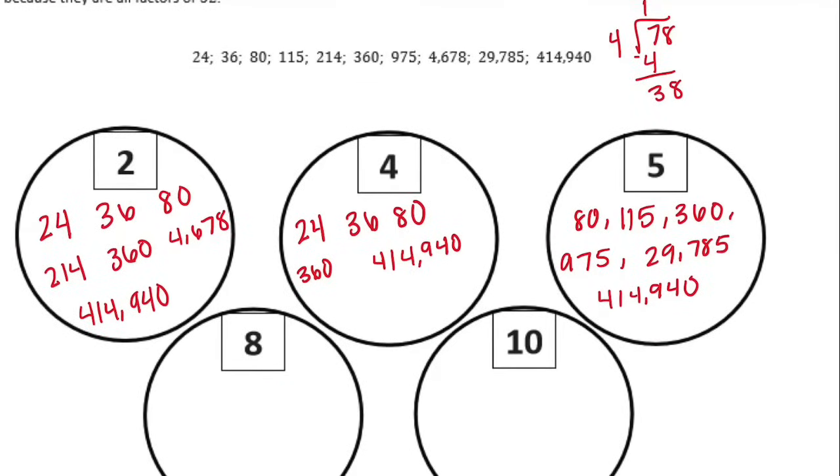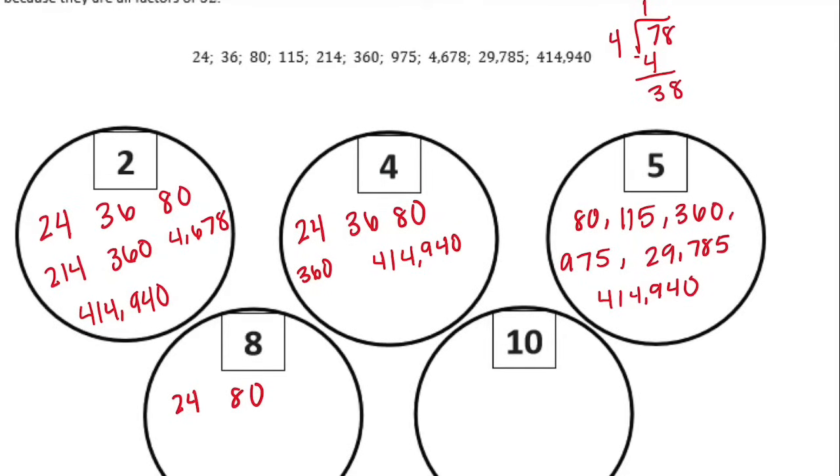Okay, so let's look at what we have. We have 24. If a number doesn't even have 3 digits, we just look at whatever it is. So 24 divided by 8 is 3, so 24 works. 36 divided by 8, we can't do that. We wouldn't get a whole number. 80 divided by 8 would be 10. That works. Okay, so 115 divided by 8, we cannot do that.